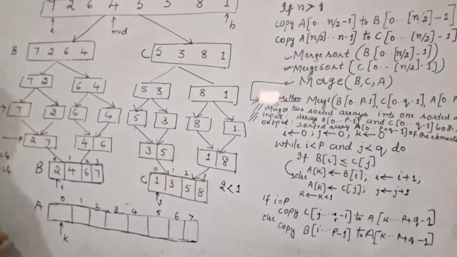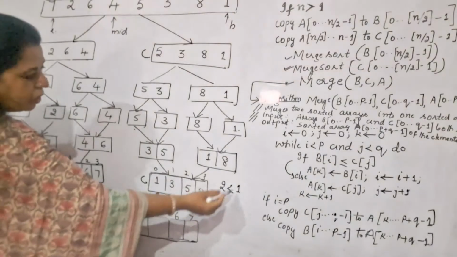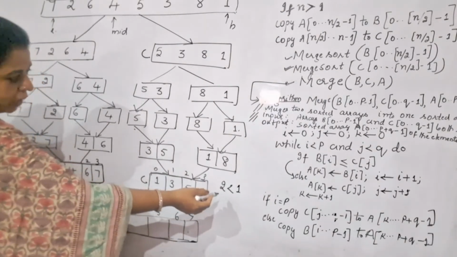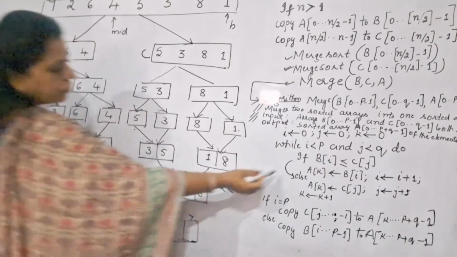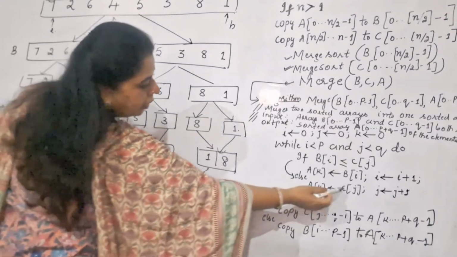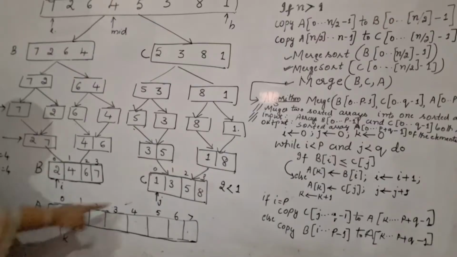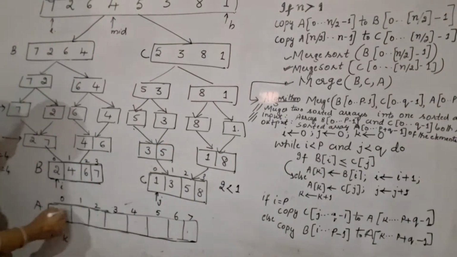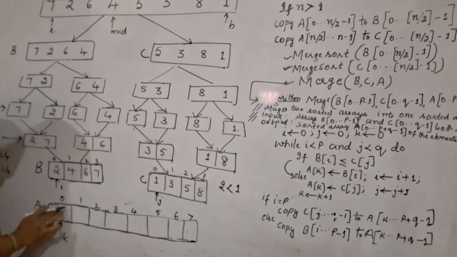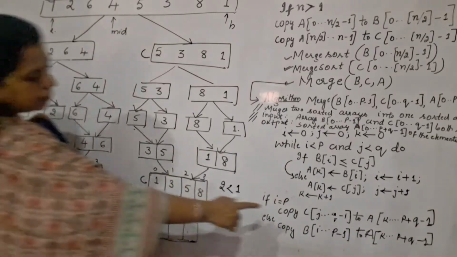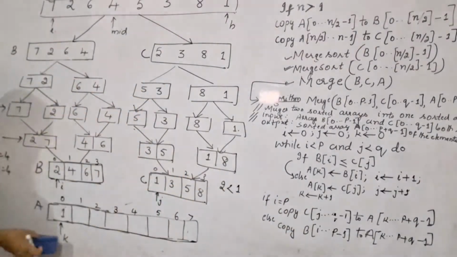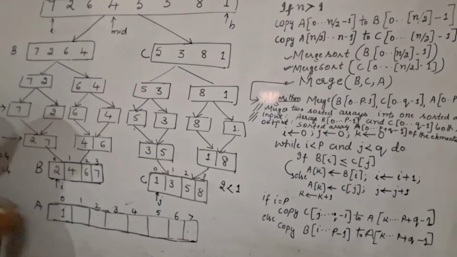The array is blank now. So now you are trying to tell if B of I is less than or equal to C of J. In this case it is false. If it is false, the else part will get executed. You store C of J into A of K. A of K is here, and C of J is 1. Then you have to store C of J, which is 1. And next, increment the K pointer by 1. Now K will point here.